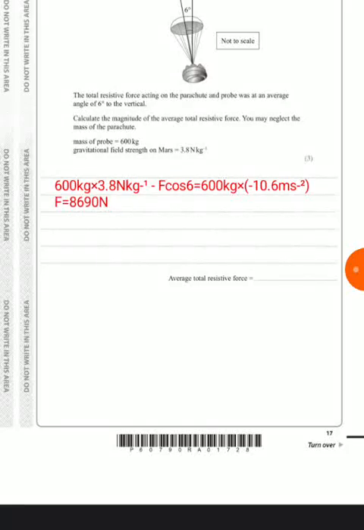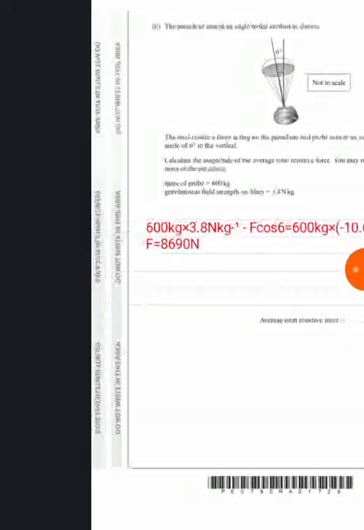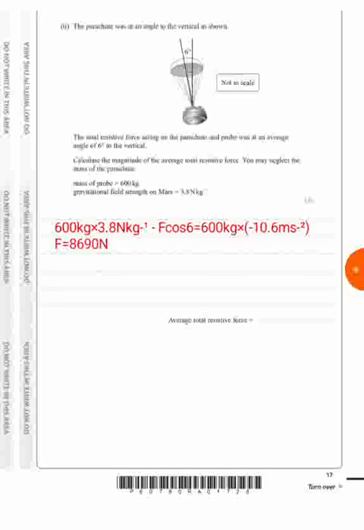So then 600 kilograms we multiply by 3.8 newtons per kilogram. Then we minus F cos 6. Okay, because there is an angle as well, and it is cos because it's the vertical component. Then we multiply it by the acceleration, the deceleration we found in the earlier question, which is minus 10.6 meters per second squared. We need to get the force. So then the answer is 8690 newtons. Okay.